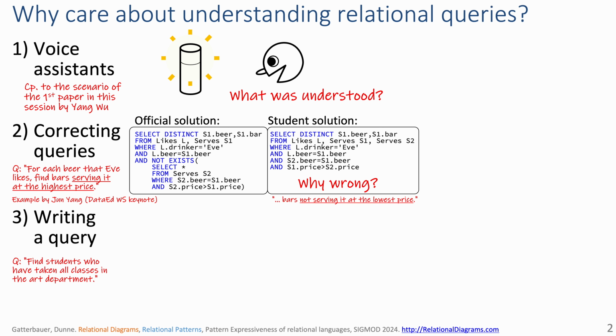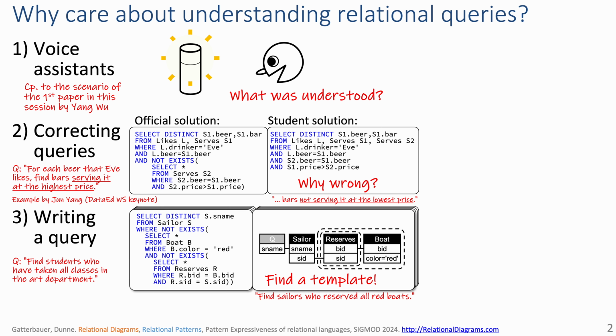Third case. Assume we are trying to write a query ourselves. We want to find students who have taken all classes in the art department. Now imagine that instead of starting from scratch, we could browse through a repository of example queries. And while we're browsing, we find a query that asks for sailors who reserved all red boats. So this query that we're looking at right now seems in some imprecise way to use a similar pattern as the query we want to write. Wouldn't it be easy to write our own query by starting from this query with a similar pattern?